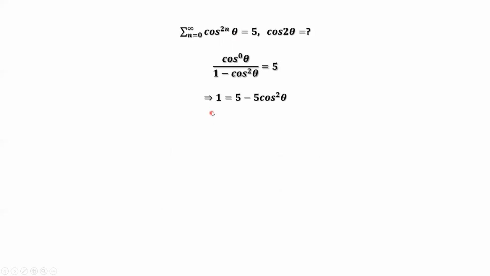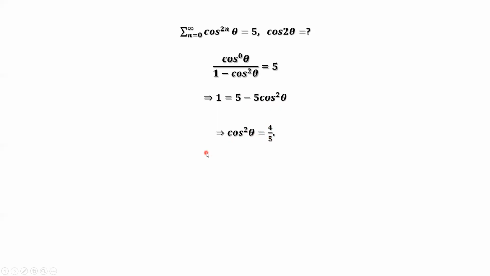Then we have 1 equals 5 minus 5 cosine theta squared. We solve this equation to get cosine theta squared equals 4 over 5.